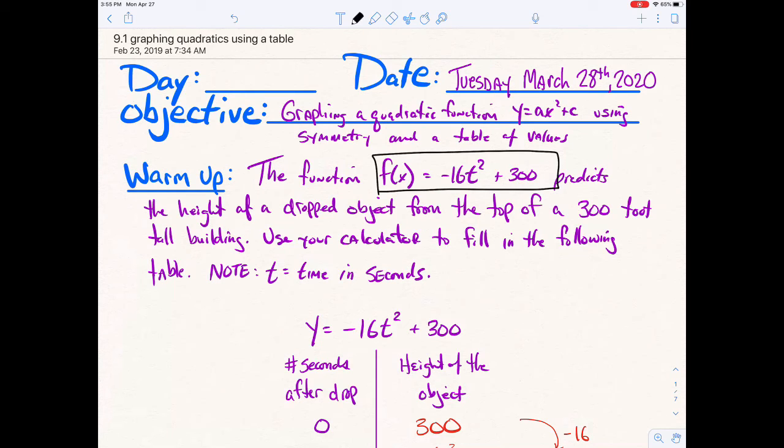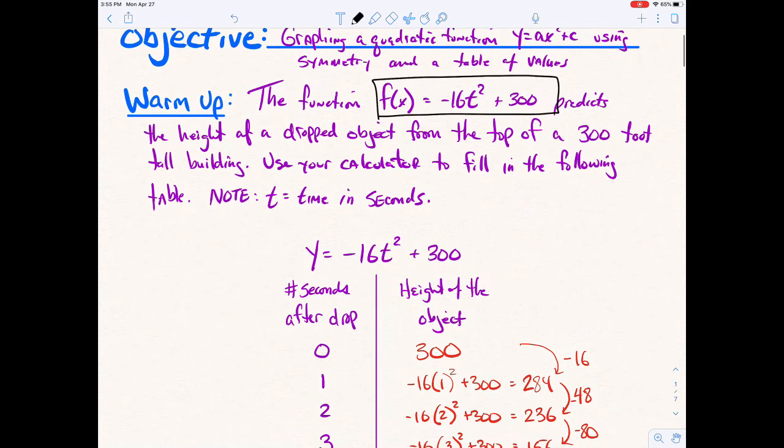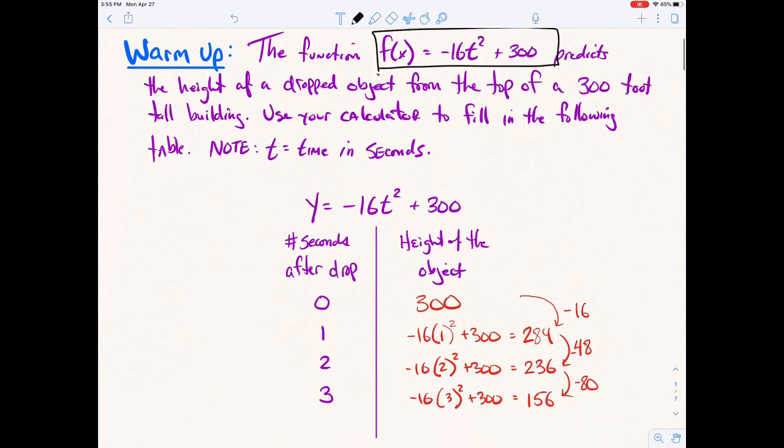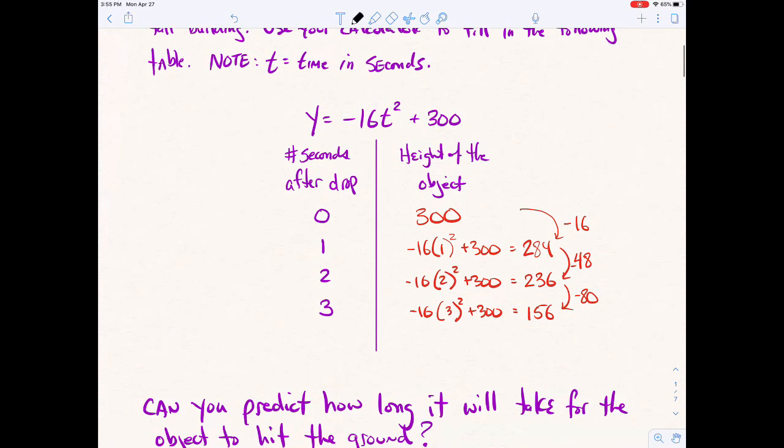So think of something that's almost 30 stories tall, and you reach over the edge and drop maybe a tennis ball off of the side. This will represent how high up off the ground that tennis ball is for t, which is time. And underneath here, I've just chosen various seconds after the drop. For each one of these, I'm just putting a number in the t spot.